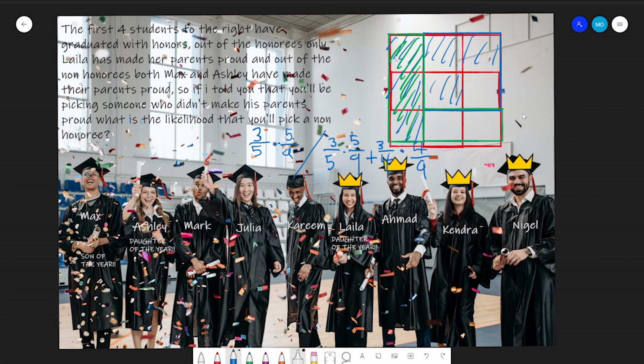And as we can tell by the picture, it's 3 out of those who are both someone who are non-honorees and failed their parents, out of the whole 6 of being someone who failed their parents. So it is obvious that it's 3 over 6, which is 1 over 2. And if you actually work out and compute using this fraction that we calculated right here, you should get the same number. So to recap, that's all we did.